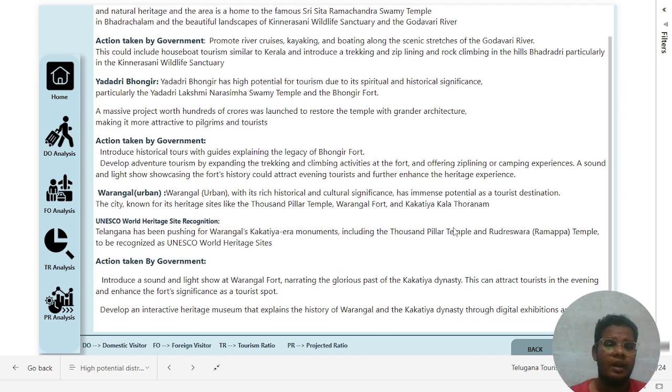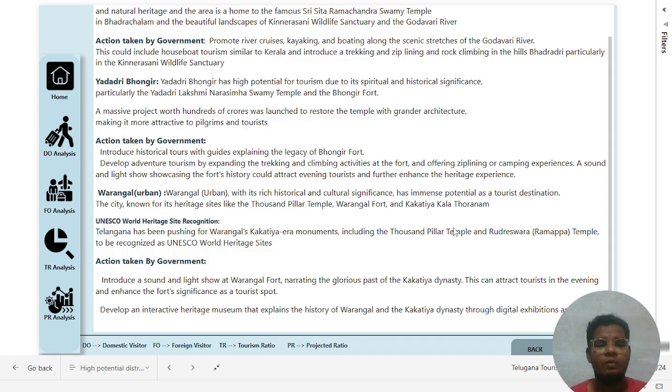Introduce a sound and light show at the Warangal fort, narrating the glorious past of the Kakatiya dynasty, because the government has to make some animations about what the Kakatiyans did in that time. Then create animations showing how they made the forts or how they lived their lives, with the integration of culture. This can attract tourism in the evening and enhance the heritage significance of the tourist spot.